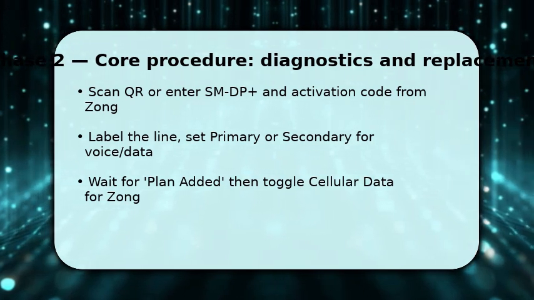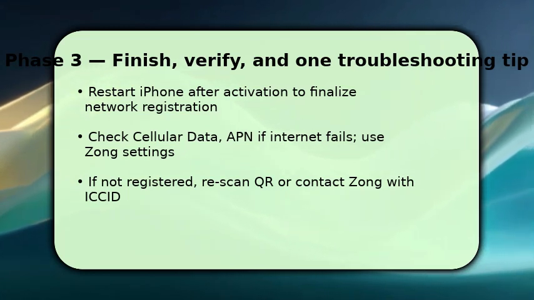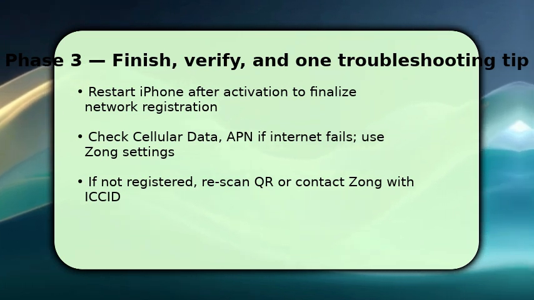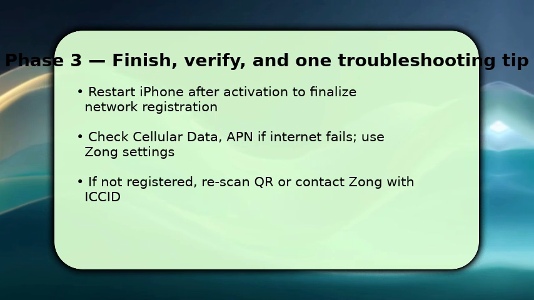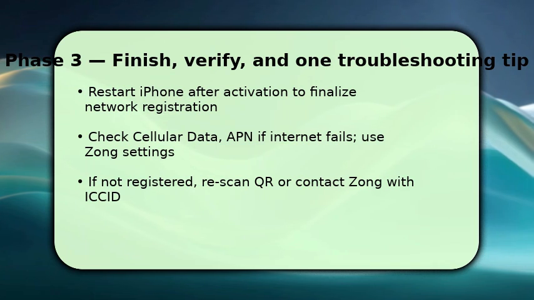You finish by restarting the iPhone. This forces a fresh network registration and often resolves lingering registration delays. Once rebooted, verify cellular data is using Zong and confirm APN settings match Zong's recommended values so mobile internet works.